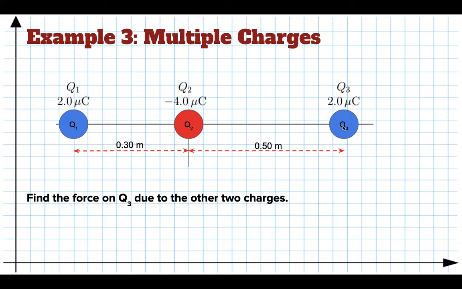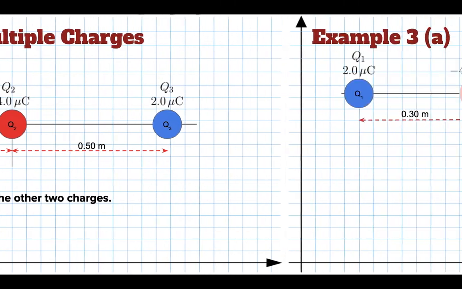So what we're going to do is break it down into two subproblems. We're going to find the force on Q3 due to Q1. These are both positive, so they'll repel each other, so the force on Q3 will be to the right. And then we're going to figure out what is the force on Q3 due to Q2. Those are opposite charges, so they will attract, so there'll be a force on Q3 to the left. We'll find those two forces, and then we'll use Newton's second law to find the net force.